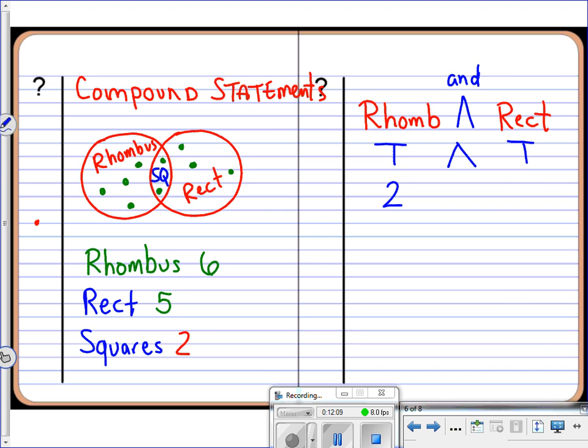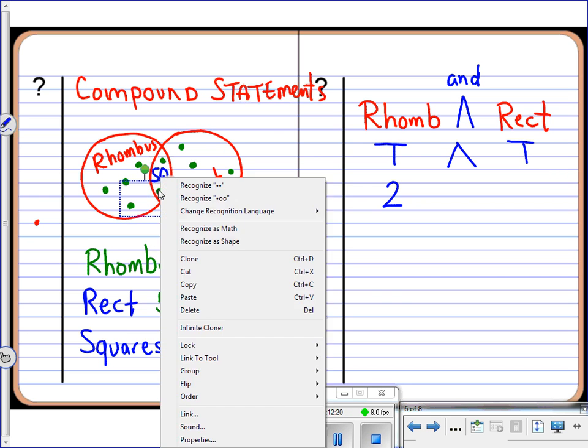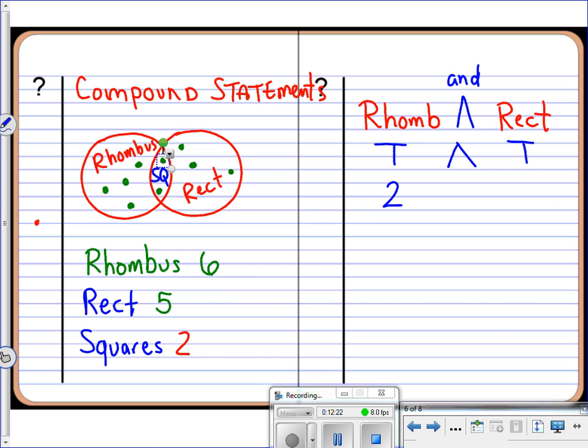Okay, so if you look at this shape right here, this one's a rhombus. That would be true on the left, but it would be false on the rectangle side. Okay? So the only ones that satisfy this category are going to be the ones in the middle here that are squares.